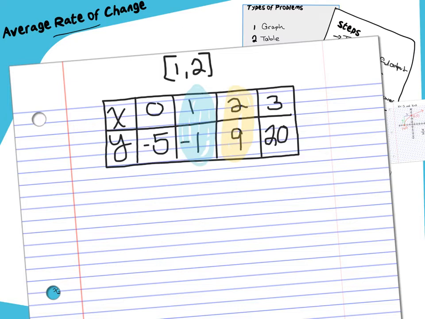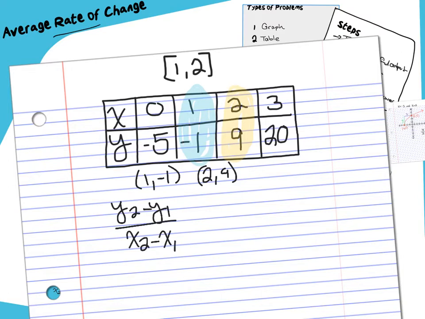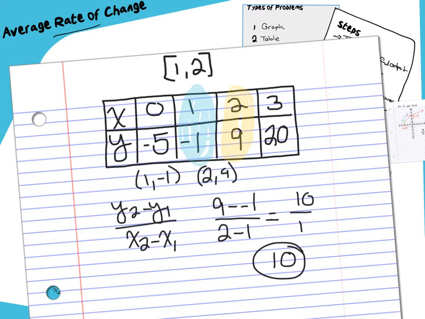Okay, so when we write that out, it will be 1, -1 as one of our coordinates, and 2, 9 as the other coordinate, and we use our slope formula of y2 minus y1 over x2 minus x1. We do our substitution, and we end up getting 10 over 1, which is simply 10. So our average rate of change for this problem is 10. So that was an example using a table.